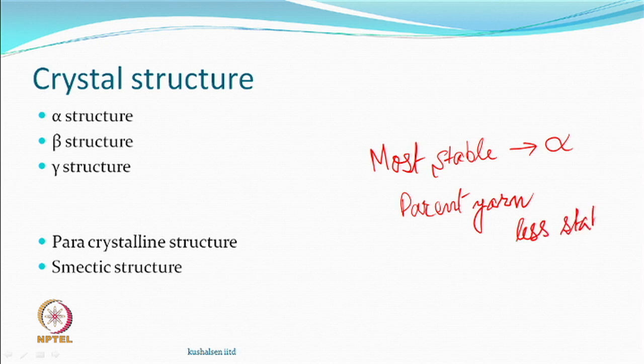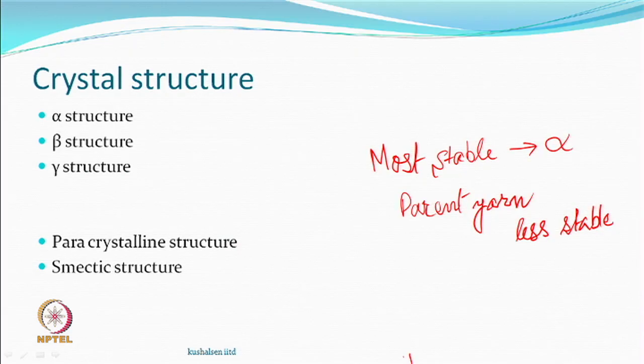Why do we want less stable? Because we said this whole process of texturizing is partial melting and recrystallization. So, if you have a less stable structure, it will be easy to melt partially, so that molecular chains become free and they can go back to another structure which may be more stable.